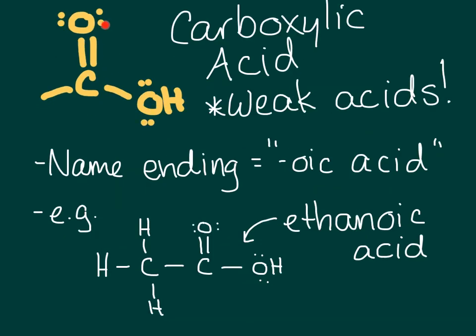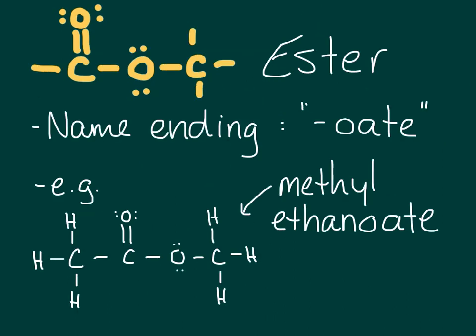When that carbonyl group has an OH on one side, this is known as a carboxylic acid, and as the name suggests, they are in fact weak acids. Their names end in oic acid, and one example is ethanoic acid, which is also known as acetic acid, which I know you are familiar with, and is the primary component in household vinegar.